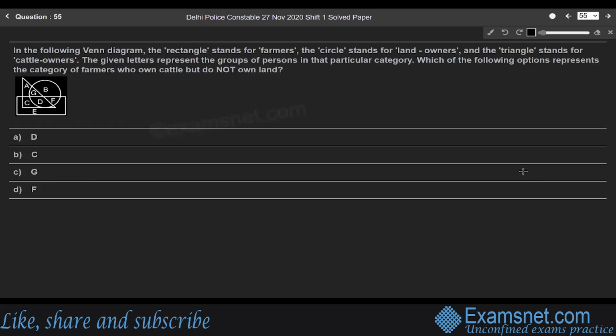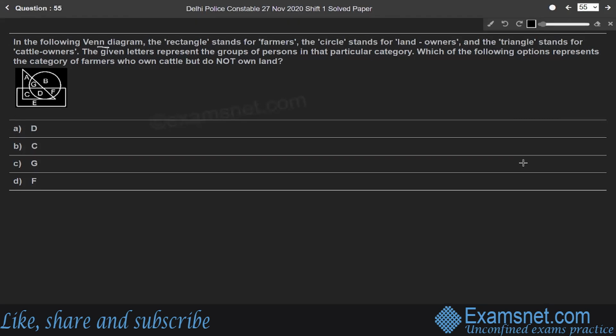Question 55. In the following Venn diagram, the rectangle stands for farmers, the circle stands for landowners, and the triangle stands for cattle owners. The given letters represent the group of persons in that particular category. Which of the following options represents the category of farmers who own cattle but do not own land? So here, the rectangle represents farmers.